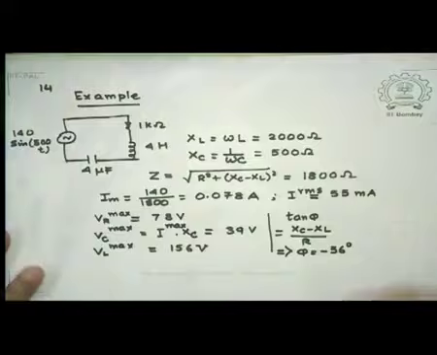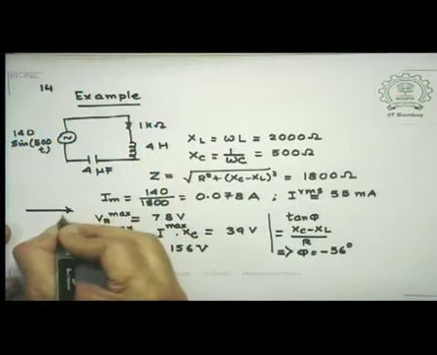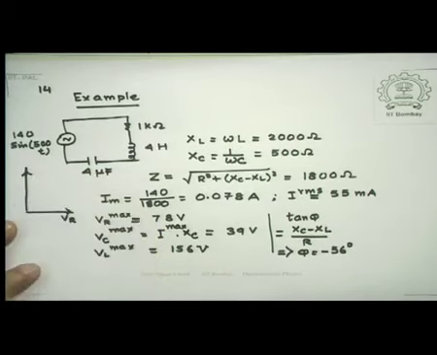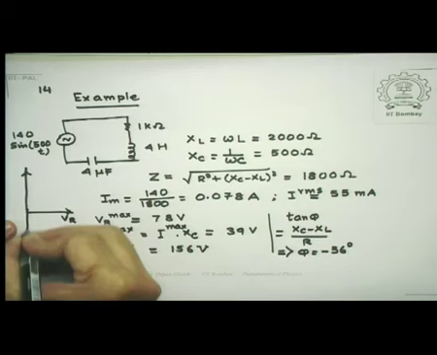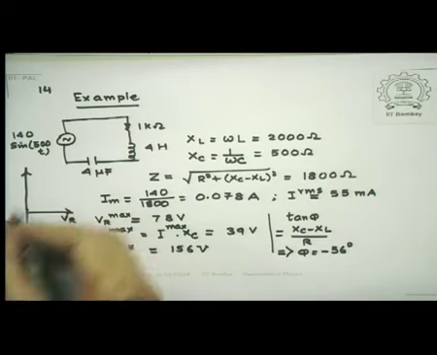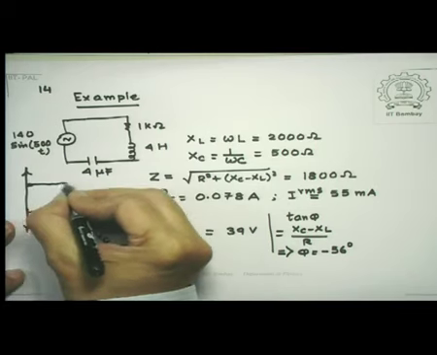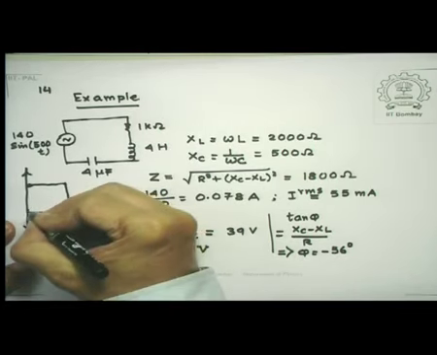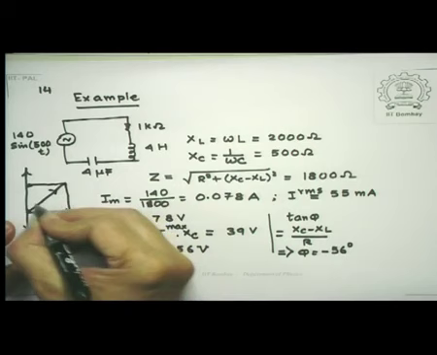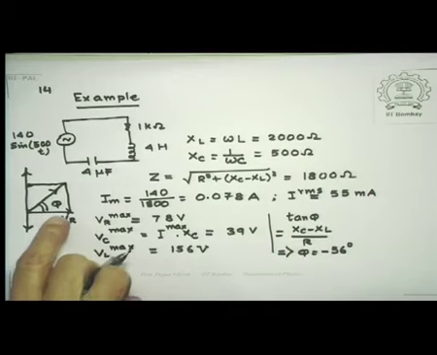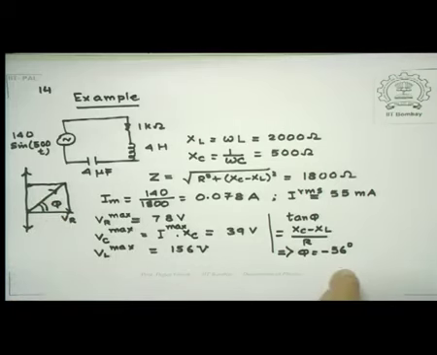The corresponding vector diagram is this. This is your VR. In this case, my VL is bigger. So this is a much bigger one. VC is smaller. So therefore, this is the way I would draw the diagram. And this would be fine. So in other words, you can see the current lags the voltage by 56 degrees.